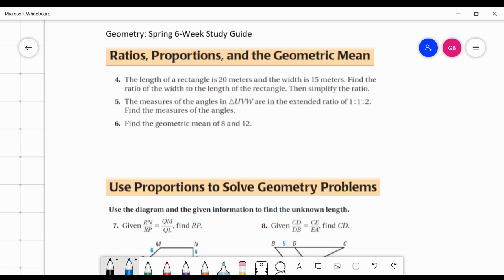All right, number 4. The length of a rectangle is 20 meters and the width is 15 meters. Find the ratio of the width to the length of the rectangle, then simplify the ratio. The width to length. The width is 15 meters and the length is 20 meters. Okay, so those two simplify out. So 15 over 20 simplifies. You divide the top and bottom by 5.